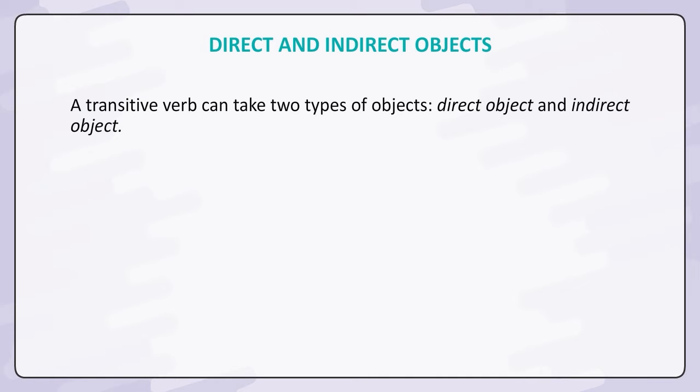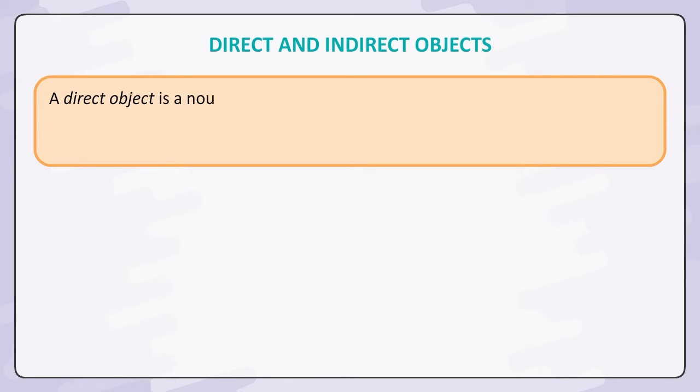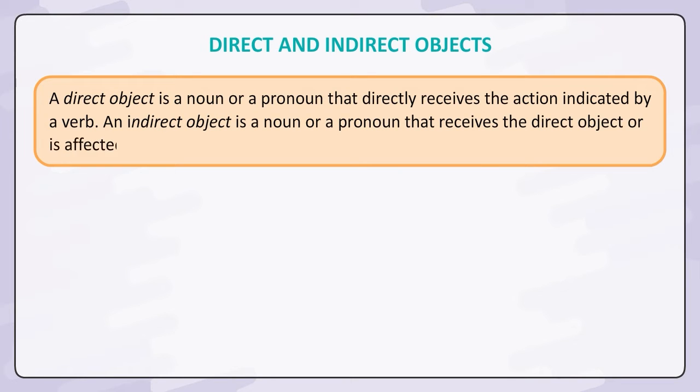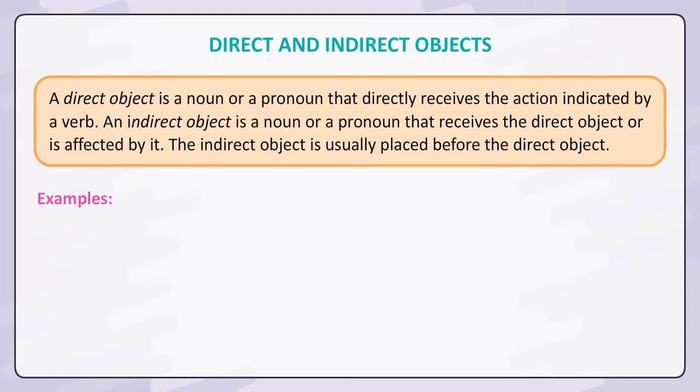Direct and indirect objects. A transitive verb can take two types of objects, direct object and indirect object. A direct object is a noun or a pronoun that directly receives the action indicated by a verb. An indirect object is a noun or a pronoun that receives the direct object or is affected by it. The indirect object is usually placed before the direct object.